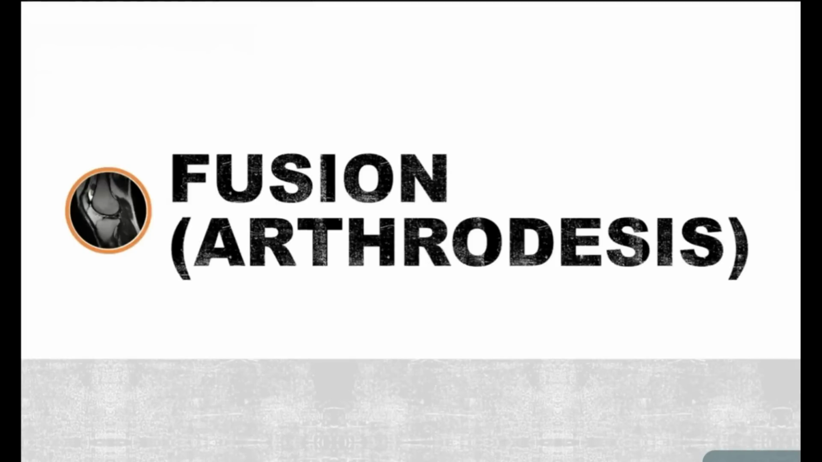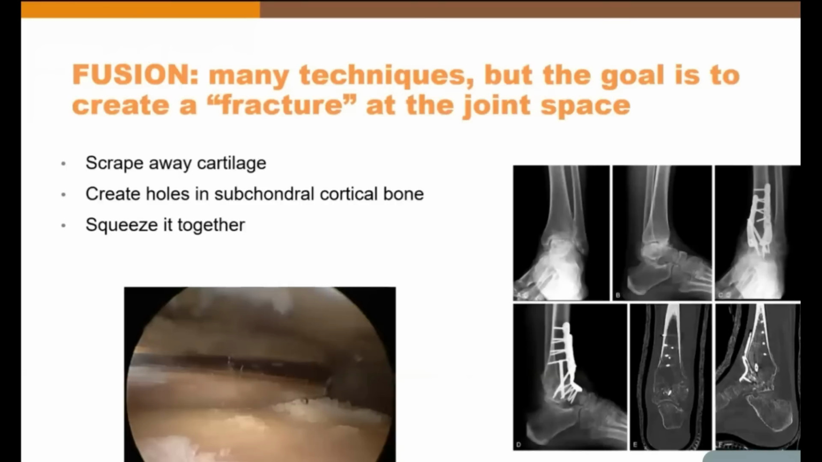So let's talk about these in succession. We'll start off talking about ankle fusion or arthrodesis. There are different techniques, but the goal is the same. You're creating this fracture at the joint and trying to convince the two bones to heal together into one. That includes scraping away the remaining cartilage, creating holes in the subchondral cortical bone so there's communication between the marrow cavity and the cancellous bone between the tibia and the talus, and then keeping things from moving. So squeezing things together until those two bones have joined into one.